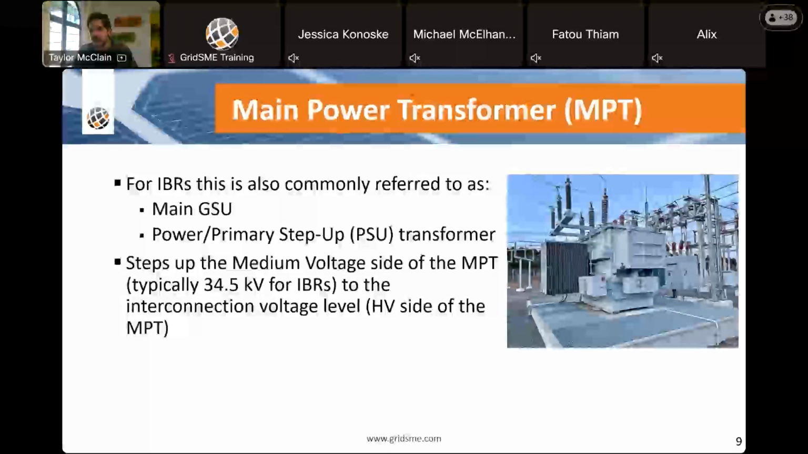And the reason that we have this differentiation, when you look at conventional gen, you may just see it referred to as the GSU, and that's because for conventional gen, that may be the only transformer at the facility. So it truly is the generator step-up transformer. For me personally, I think that main power transformer is the most clear, and I use that most of the time to refer to the transformer or transformers that are stepping up the voltage from the medium voltage to the high voltage at which the project is interconnecting.